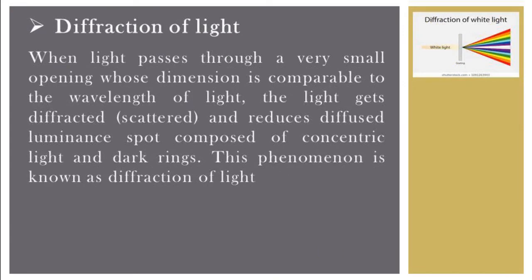Diffraction of light. When light passes through a very small opening whose dimensions are comparable to the wavelength of the light, it gets diffracted, scattered, and produces a diffused luminous spot composed of concentric light and dark rings. This phenomenon is known as diffraction of light.